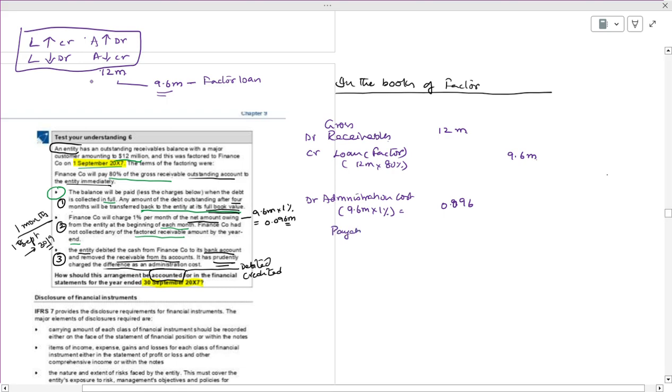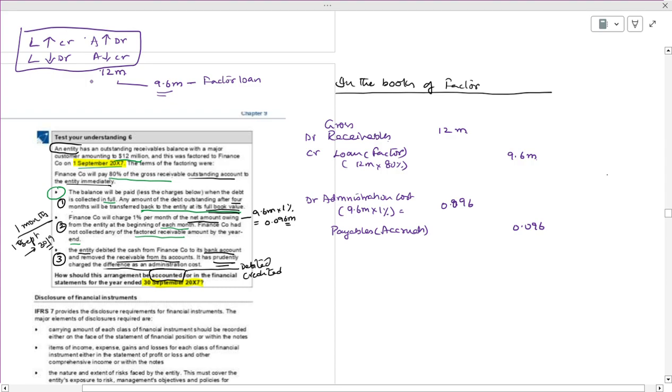If everything is recovered, your liability is increasing in the form of accruals. Why? Because after 4 months, if it is recovered in full, you have to return it back. How much do you have to return? 1% of the cost.